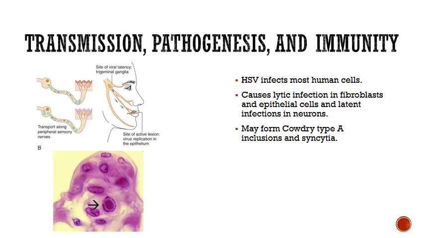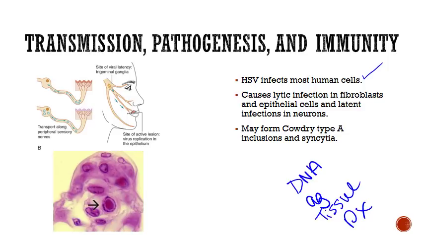Okay, so let's talk a little bit more about the human herpes viruses 1 and 2. HSV 1 and 2 share a lot of the same characteristics. They have a lot of DNA homology, and therefore they have a lot of the same antigens, and they also have a lot of the same tissue tropisms and disease signs. So we can kind of talk about them in bulk, even though there are some differences.